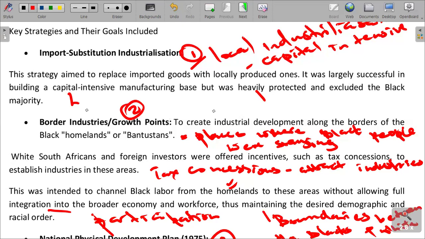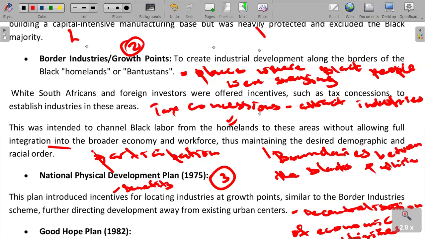So tax concessions were put in place to attract industries within the border or growth point zones. This was intended to channel black labor from the homelands. The black majority staying within the homelands were now able to seek employment at the growth points or within the border industries of their homelands.